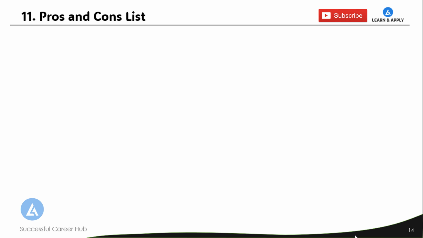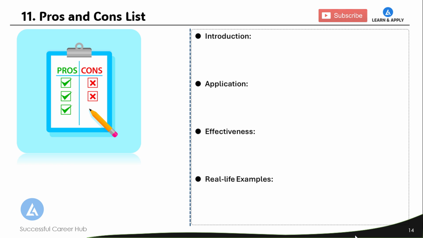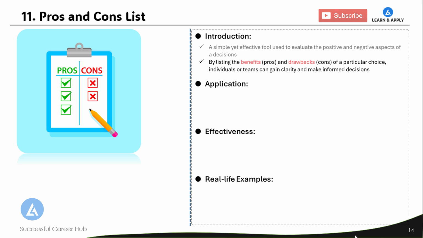The next tool is pros and cons list. As the name indicates, it is the simplest yet effective tool used to evaluate the positive and negative aspects of a decision. By listing benefits and drawbacks of a particular choice, also called pros and cons, individuals or teams can gain clarity and make informed decisions. From the application perspective, this is the simplest tool that anyone can use.